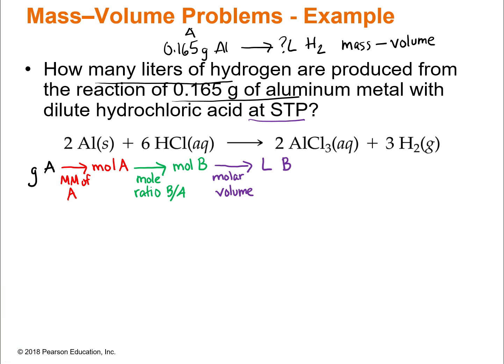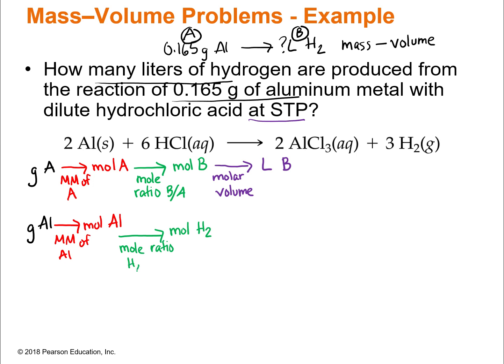With our example here, the aluminum is the A, and hydrogen gas is the B. So I'll quickly rewrite our plan, so you can see how that works out. So that's what we have to do.